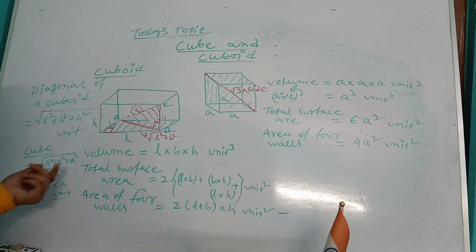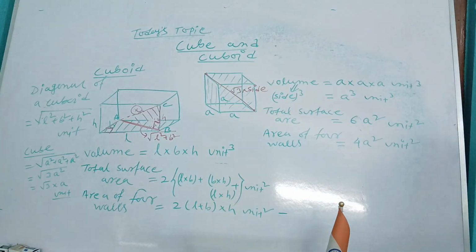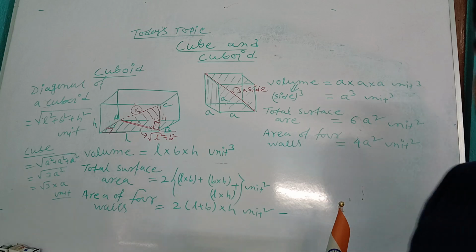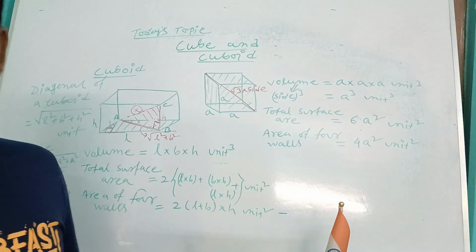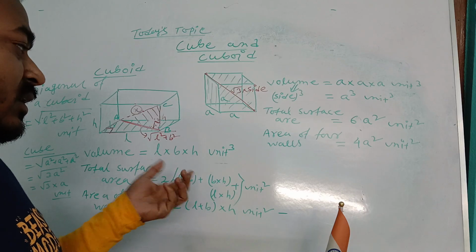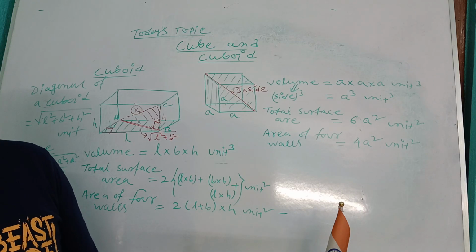Then for a cube, all the sides are the same, so a square plus a square plus a square. So L, B and H give 3a square, and root of a square is a, taken outside, and root 3 as it is, so it is root 3 into a. Just write it. Clear? So just write this one, try to write this, and if you have any problem, then let me know, I'll help you. Okay, thank you.